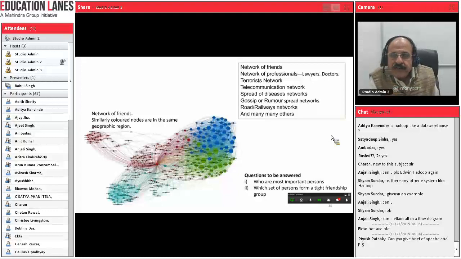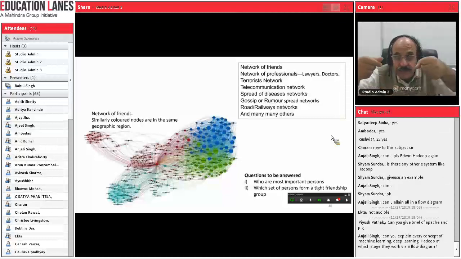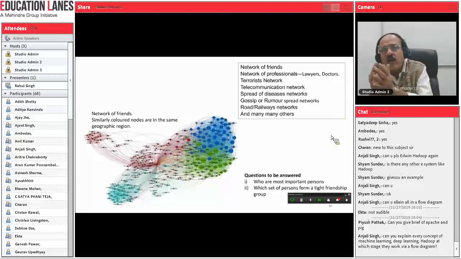I want to know which person is more important in this group. Importance can be from various points of view: who is able to communicate, who is able to influence people, or who can spread rumors. So I want to know which person is more important. That is one part. And then I would also like to know, in this, what are the closely linked groups?